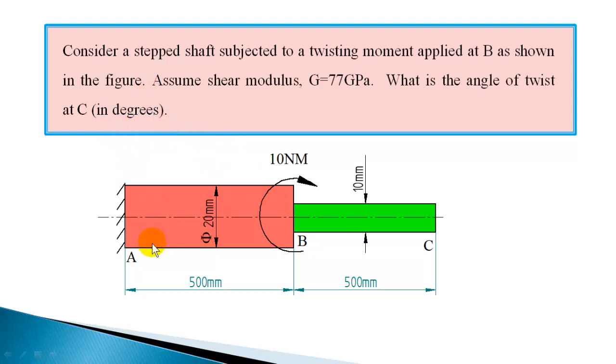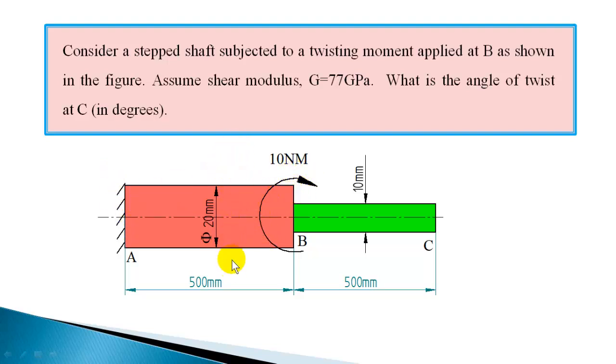Now it's a stepped shaft with the diameter here 20 mm and one more section with a diameter 10 mm. Both the sections are 500 mm long. It is subjected to a torque 10 Newton meter at point B, at the junction B. Now you have to find out the angle of twist at C. It is fixed at A and subjected to torque at B.